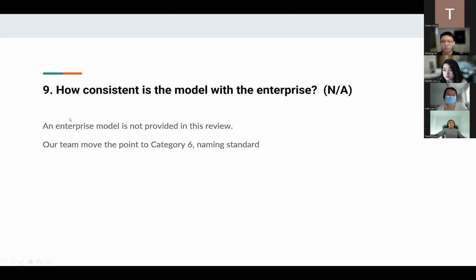We decided to move the points originally assigned to this category to category 6, the naming standard, because our team believes that the naming standard is the key to helping the audience understand the model. Next, please.